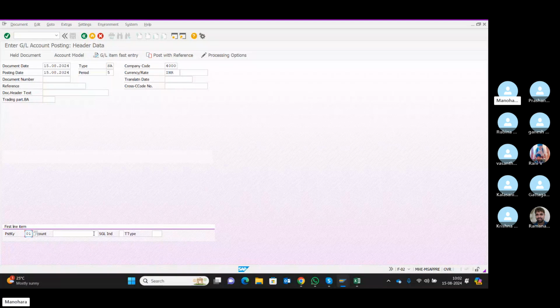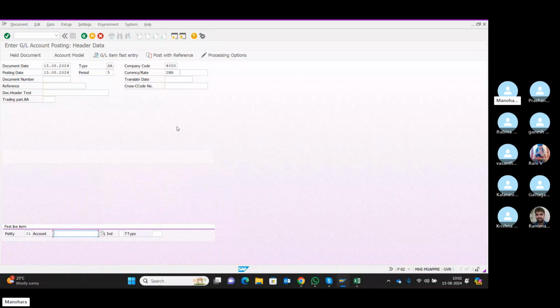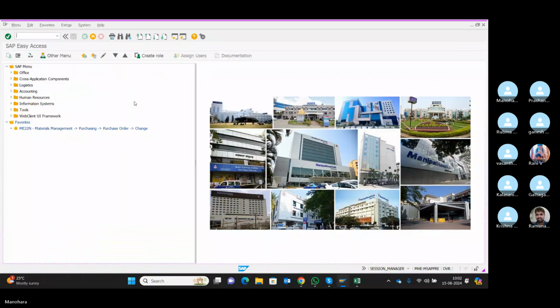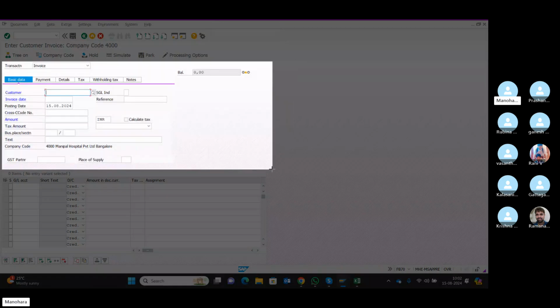So you are going to the booking on invoice. Here also you can book it, or else FB70, right? Here it is a little bit tricky for understanding the concept, because this is a header level. I cannot show the header level here. So this comes here. See, this is a header level. Whatever I'm taking a screenshot of, this is a header level only, right?